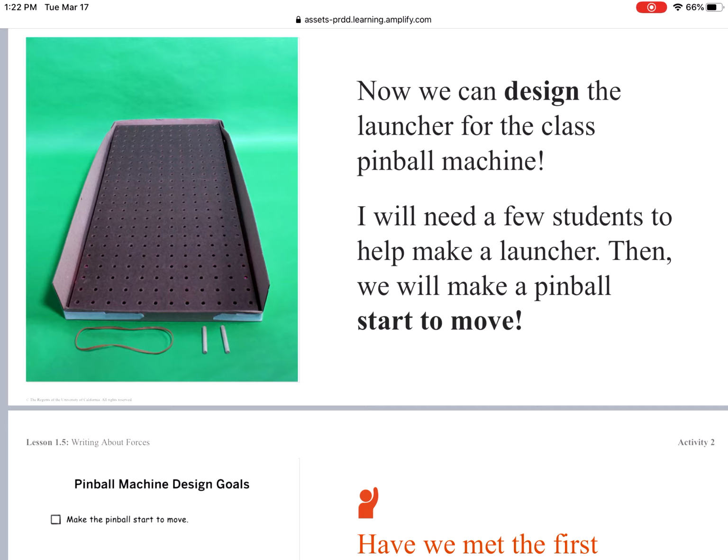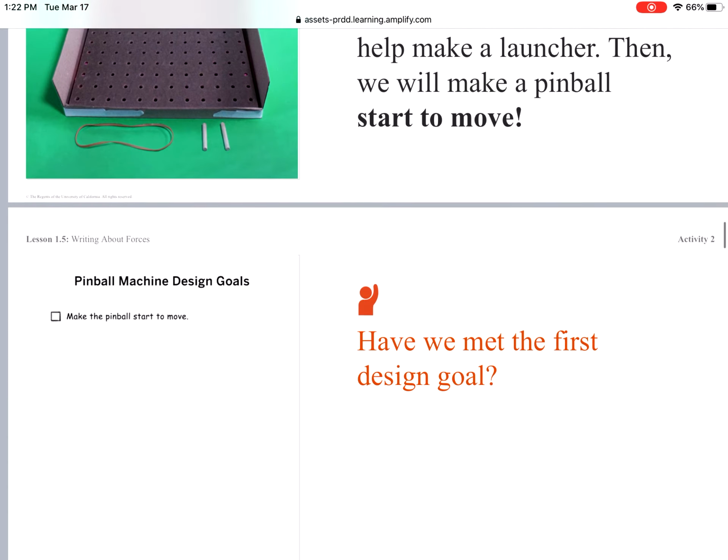So I'm going to do this, okay? So I'm going to show you how I did it, and we're going to do this pinball machine, okay? And I will show you how I do it, okay? And I have all the materials, the box, and I have the rubber band, and I have those two little sticks right there that you see in the little picture, okay? So you're going to see how we do this. If you can't do this at home, okay?